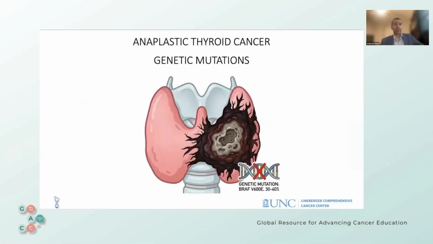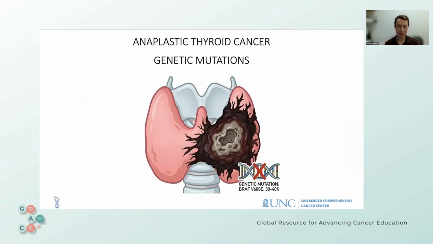And one way that all of oncology is changing is trying to understand the genomics of the tumor. Walk us a little bit through the mutations that are commonly seen in anaplastic thyroid cancer and kind of how we get those mutation profiles as well.